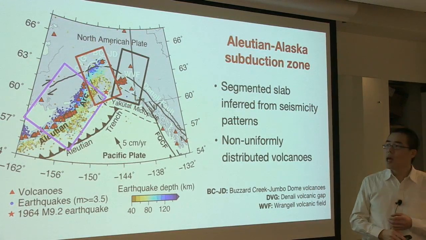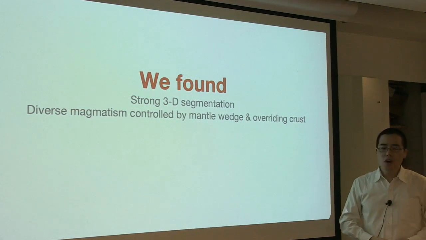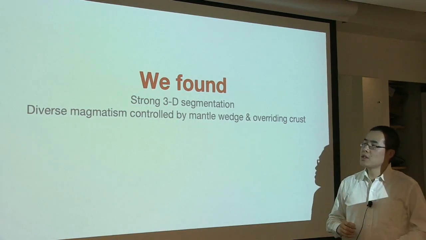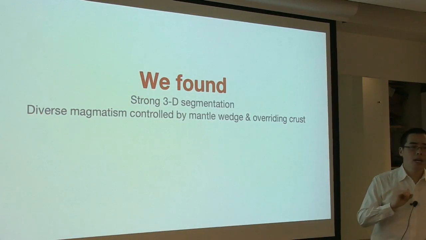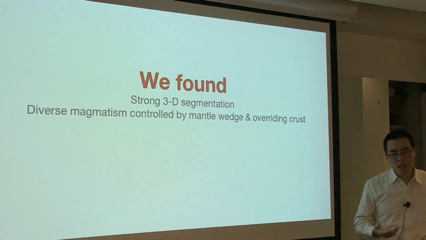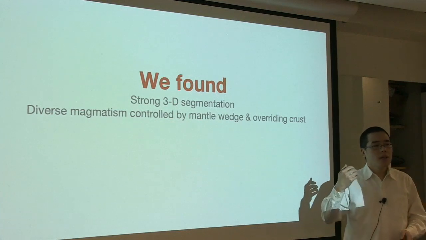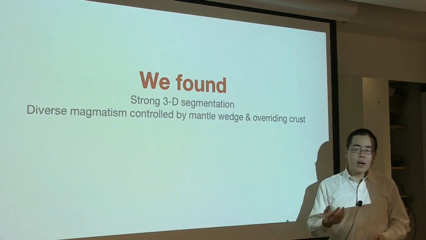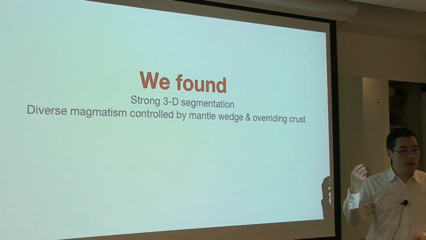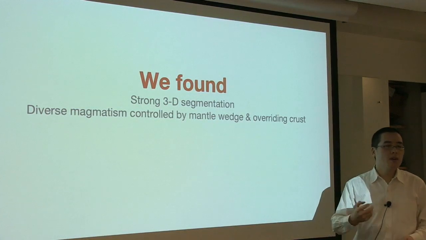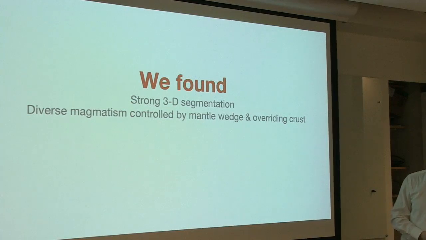That's the motivation. What we found, to give you a summary first, is that there are a lot of variations along the strike in terms of the structure of the subducting slab and the overriding plate. And this segmentation of the subduction tells us something about the diverse mechanisms of volcanism along the margin. Those volcanoes may be controlled by a combination of mantle wedge dynamics and the overriding crust, in addition to the subducting slab as well.